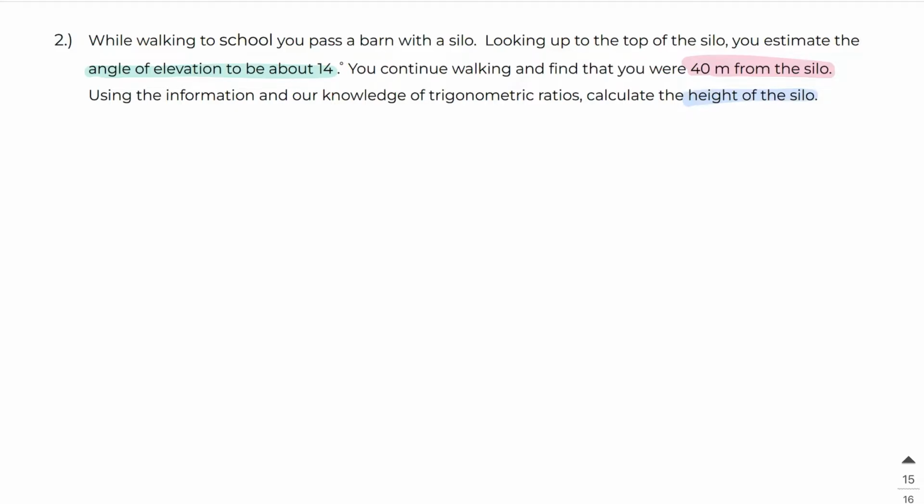So let's draw a picture of what's going on. We're walking, and then at some point in time, we notice that we're walking towards a silo. And at some point in time, we realize that the angle of elevation to the silo is going to be 14 degrees. And because the silo is upright, this is a right angle. You continue walking and find that you are 40 meters from the silo. So from this angle to the silo, we know is 40 meters. Use the information and our knowledge of trig ratios to calculate the height of the silo. So this is what I want to find out.